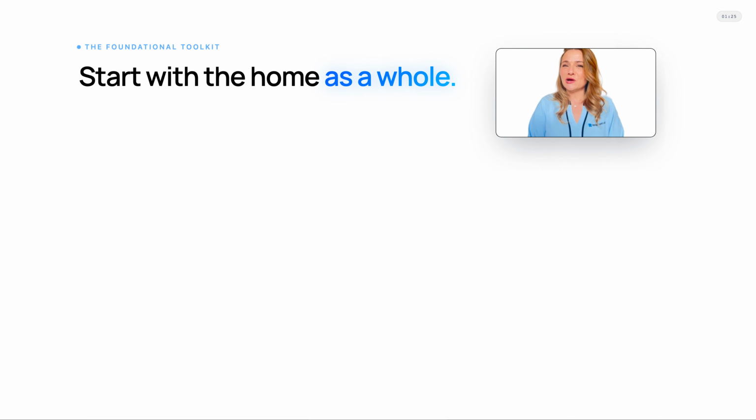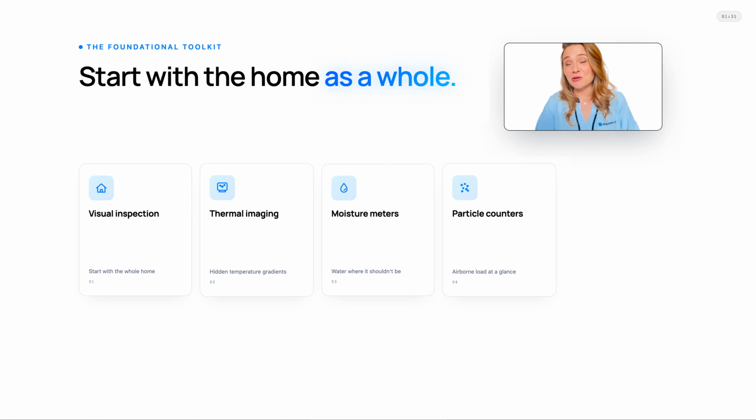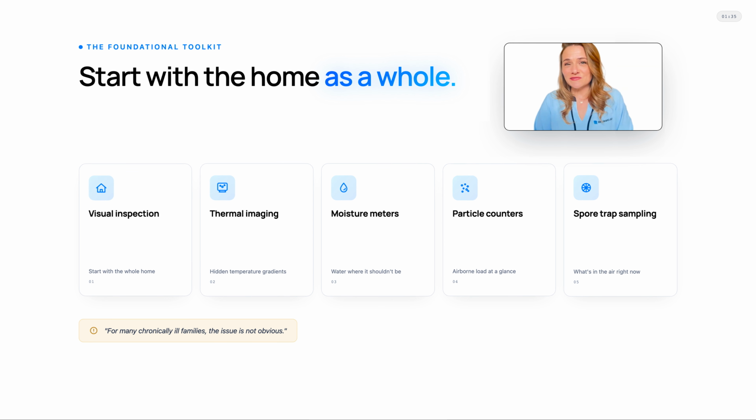And you typically start by looking at the home as a whole, doing a very thorough visual inspection, using foundational tools such as thermal imaging, moisture meters, particle counters. This is a great place for spore trap air sampling. Unfortunately, sometimes these efforts don't identify the issue. And for many of these chronically ill families, the issue is not obvious. So unfortunately, this is where a lot of these families get stuck.